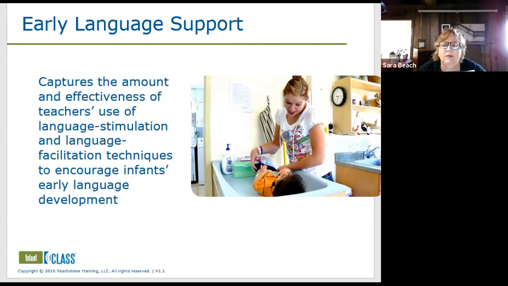So it's actually talking. We want to see a lot of talking with babies. And a lot of teachers think that because babies can't talk, they forget to talk to them. And so we need to get that across to them, that the babies are hearing your language throughout the day. They need to hear your language as you interact.